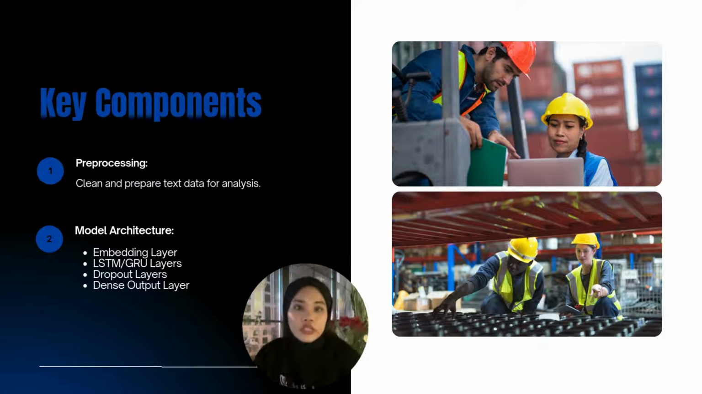So next we go to the key components. The first component is pre-processing, where we clean and prepare text data for analysis. This is a very crucial thing that we need to do before the other steps. The second component is the model architecture, where we use the embedding layer, LSTM, GRU layer, dropout layers, and then the output layer.